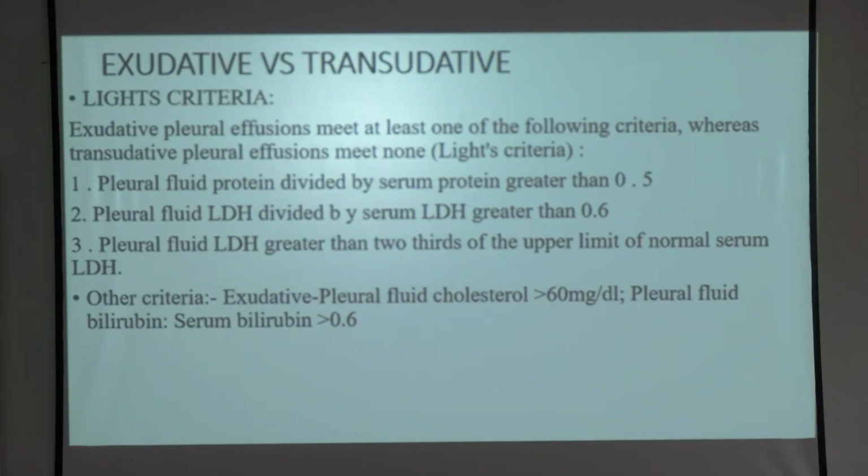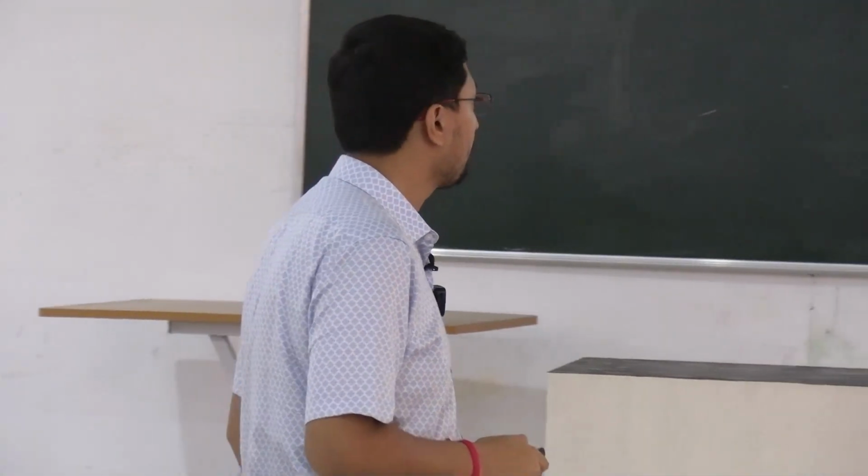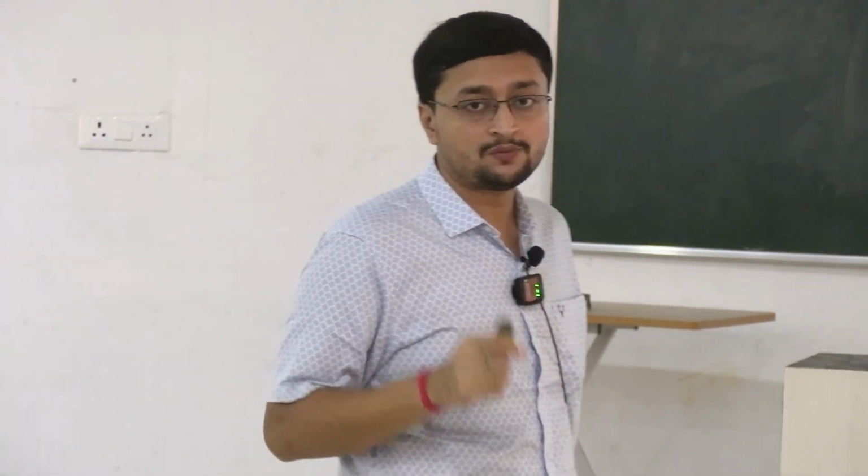আদার ক্রাইটেরিয়া এগুলো মনে রাখতে হয় না। In exudative pleural effusion, pleural fluid cholesterol is high and pleural fluid bilirubin by serum bilirubin is more than 0.6. এগুলো মনে রাখতে হবে না, বাট লাইটস ক্রাইটেরিয়া কোনোদিন ভুলবি না, লাইটস ক্রাইটেরিয়া ভেরি ইম্পর্টেন্ট। So these are the causes of transudative and exudative pleural effusion. Transudative effusion, the most common cause is heart failure, congestive cardiac failure.